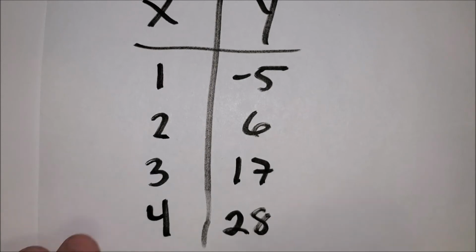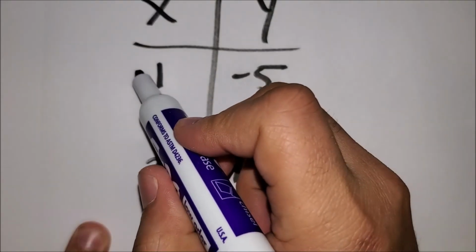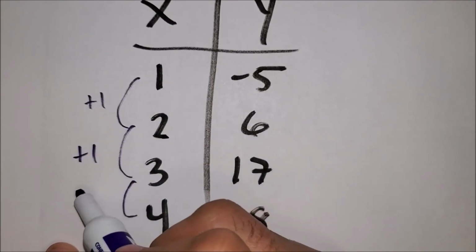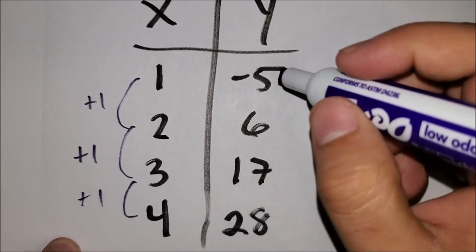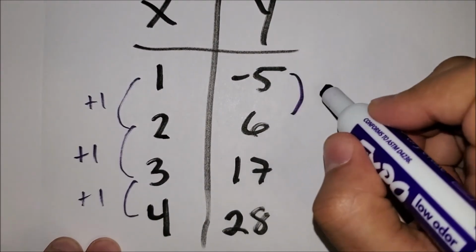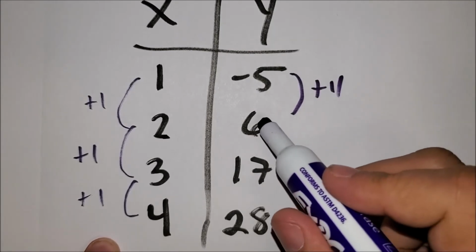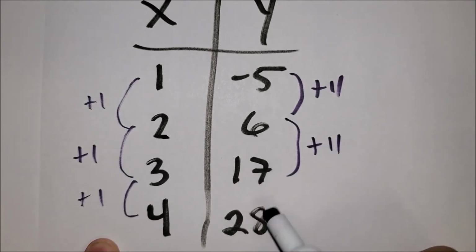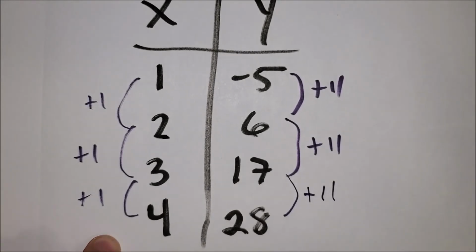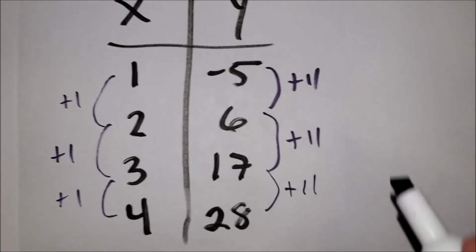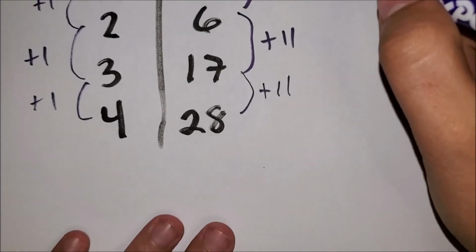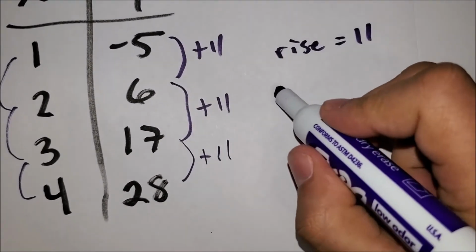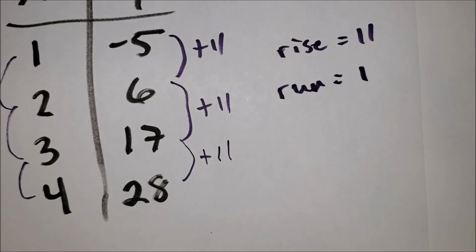Well, we can figure out a little bit of the rise and the run here if we consider just these changes. This is a +1. This is a +1. This is a +1. So from -5 to +6, this is a change of +11. Here from 6 to 17, this is also a +11. From 17 to 28, another +11. So the rise would be 11, and the run would be 1.